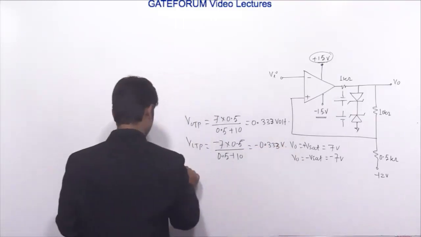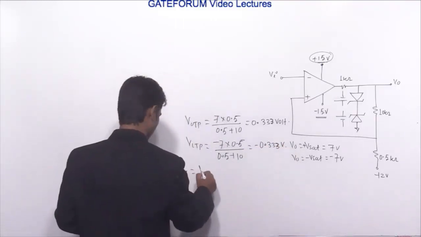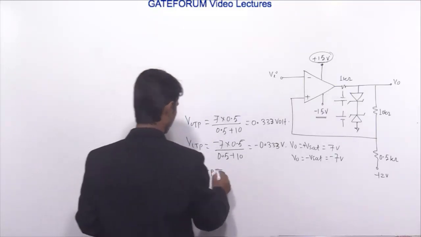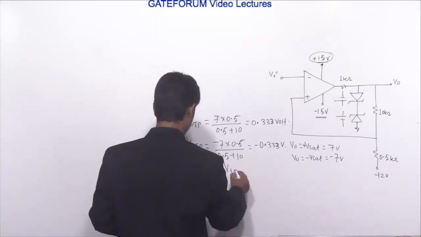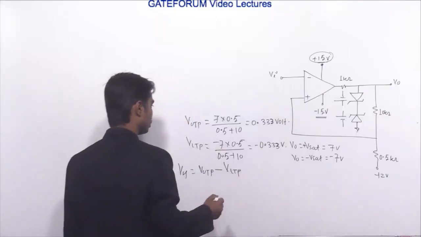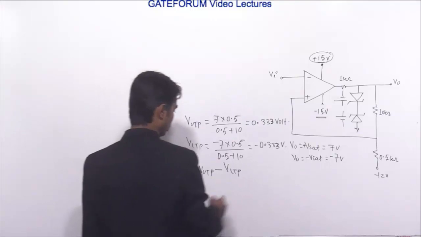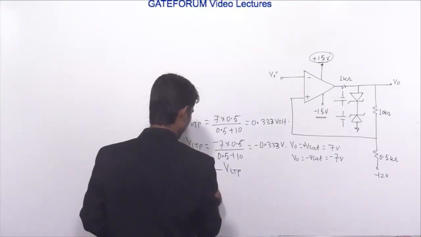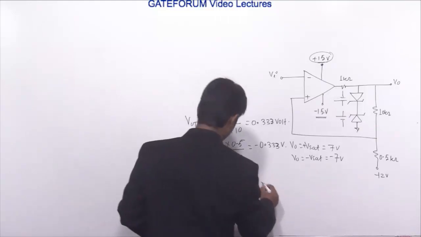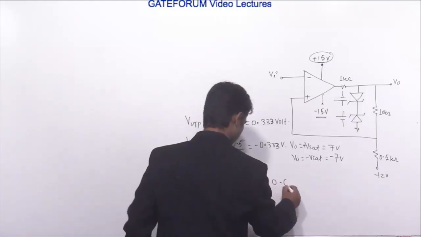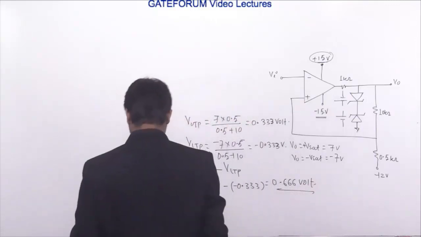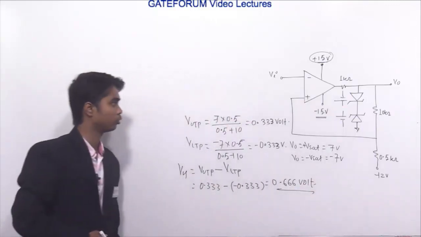And we know that the hysteresis VH is VUTP minus VLTP, the upper threshold voltage minus the lower threshold voltage. It is 0.333 minus of minus 0.333, which will be 0.666 volt. I think all of you should have understood this.